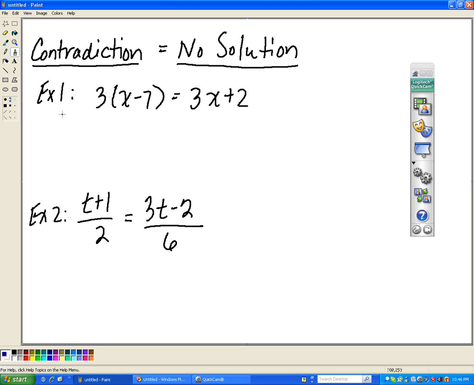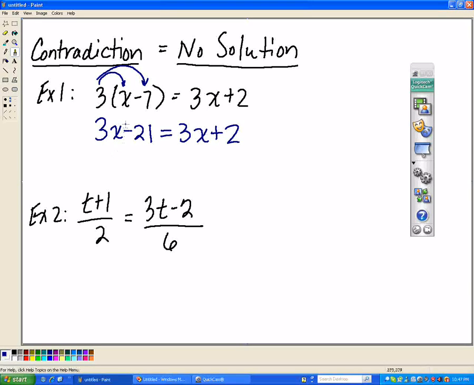In example 1, if I just gave you this problem and didn't tell you that it was a contradiction, you would just set out to solve it. The first thing you would do is get rid of your parentheses by distributing this 3. Okay? So when you distribute your 3, you would get 3x minus 21, and you'd see that that is equal to 3x plus 2. But now notice, we already can tell that we have a contradiction.